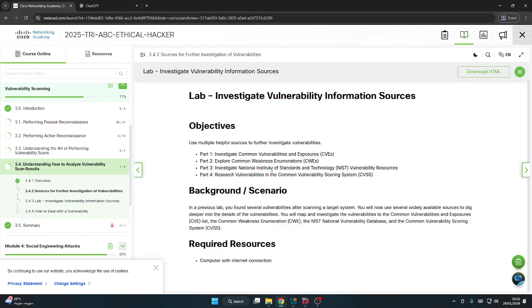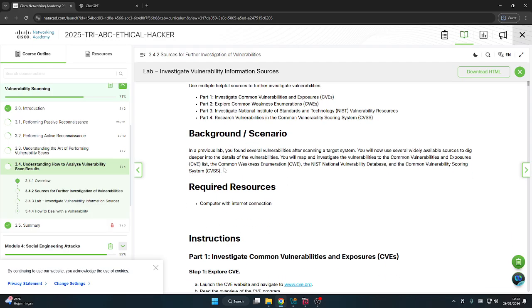Di sini saya akan mengerjakan praktikum ethical hacker 342, yaitu source for further investigation of vulnerabilities. So the objective for part 1 is to investigate common vulnerability and exposure, explore common weakness enumeration, investigate National Institute of Standards and Technology atau NIST, and vulnerability resources. And last is research vulnerabilities in the common vulnerability scoring system atau CVSS. That's the background and scenario.